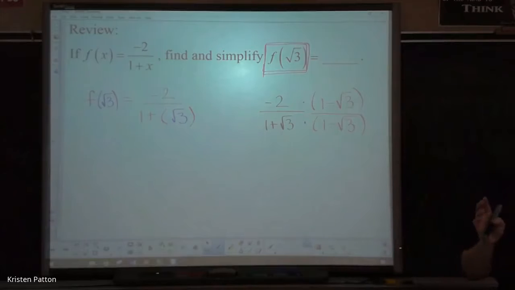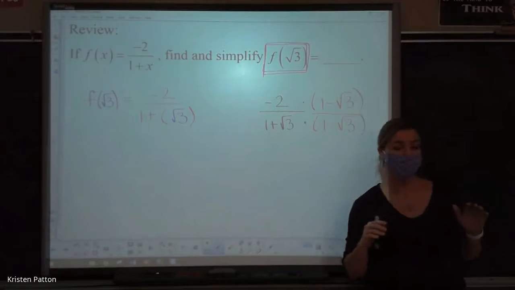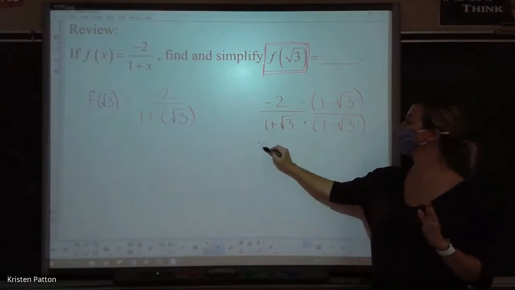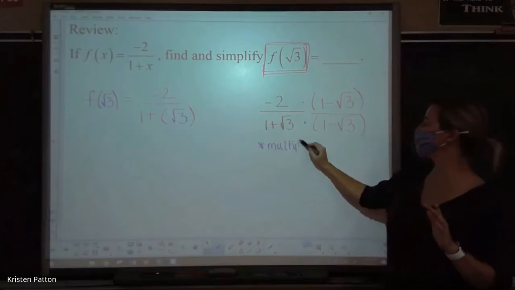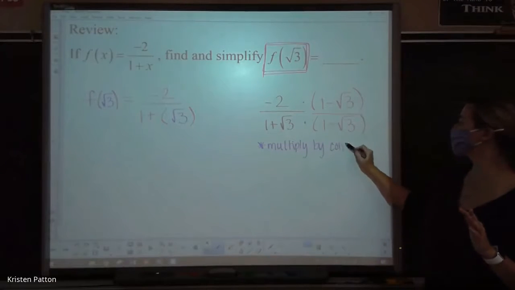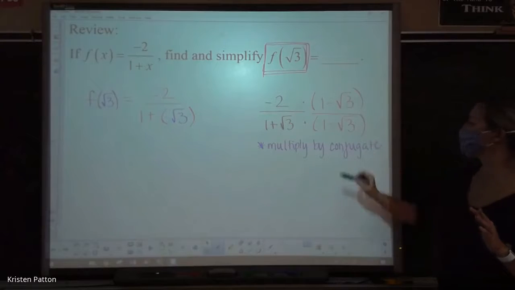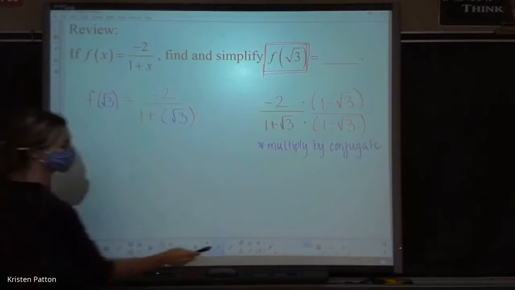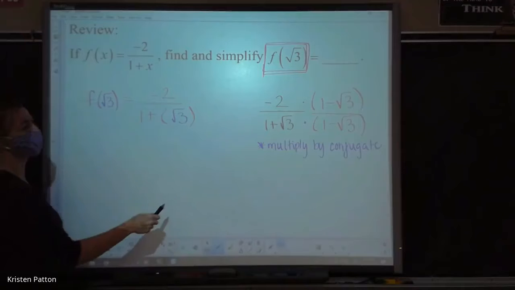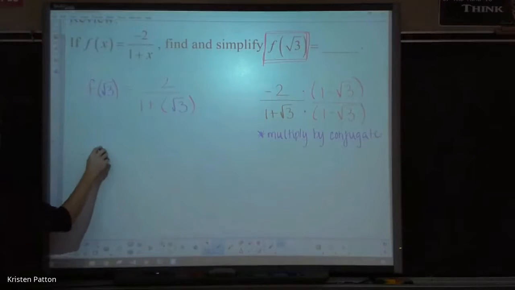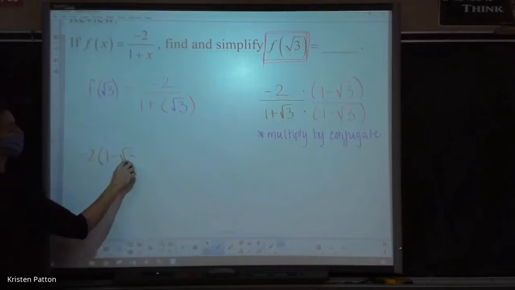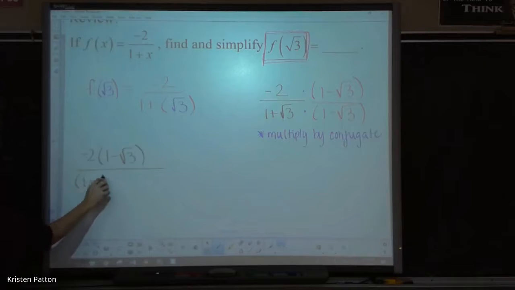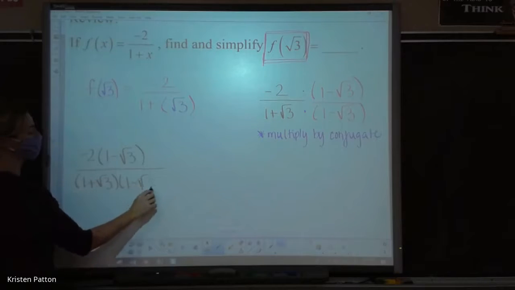Does anyone remember the word we called that? Starts with the letter C. Called the conjugate. Not that that matters. We are going to multiply by the conjugate. That's how we eliminate radicals in a denominator when we have binomials. Now, I've not left myself a whole lot of room, so I'm going to rewrite it. So I have negative 2 times the quantity 1 minus radical 3 on the top. And on the bottom, I have 1 plus radical 3 times 1 minus radical 3.